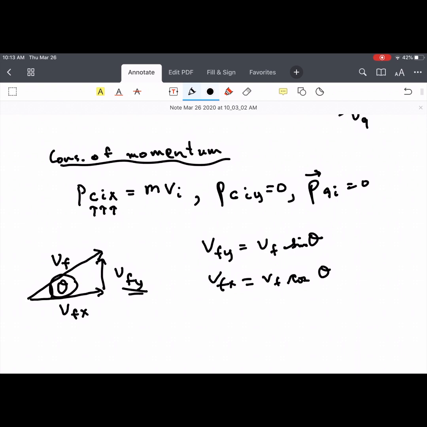If I want to translate these into momenta, that's pretty straightforward. So this is for the cue ball, by the way. Let's add a C there for cue ball. So momentum, I just multiply by the mass. The momentum of the cue ball after the collision in the y direction is just mass times velocity, so that's m v_f sine theta. And similarly, the momentum of the cue ball finally in the x direction is m v_f cosine theta. Good so far? All right.